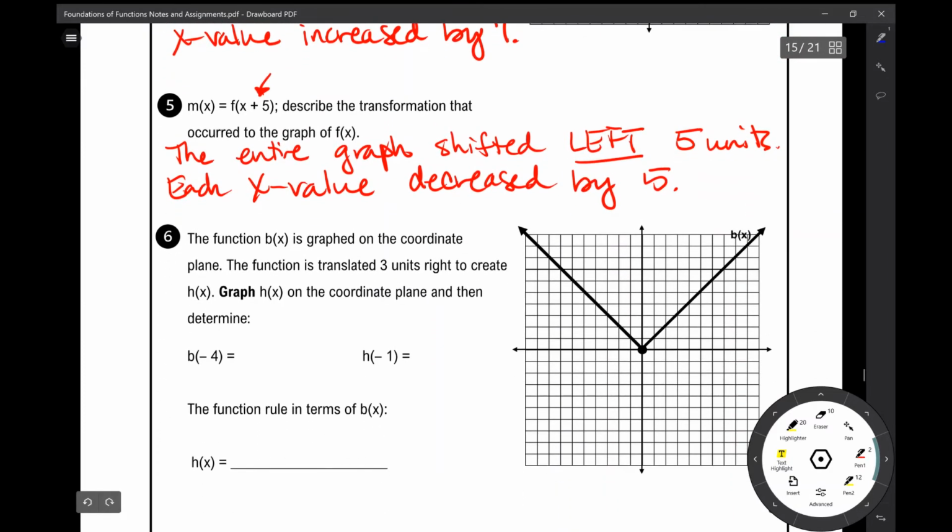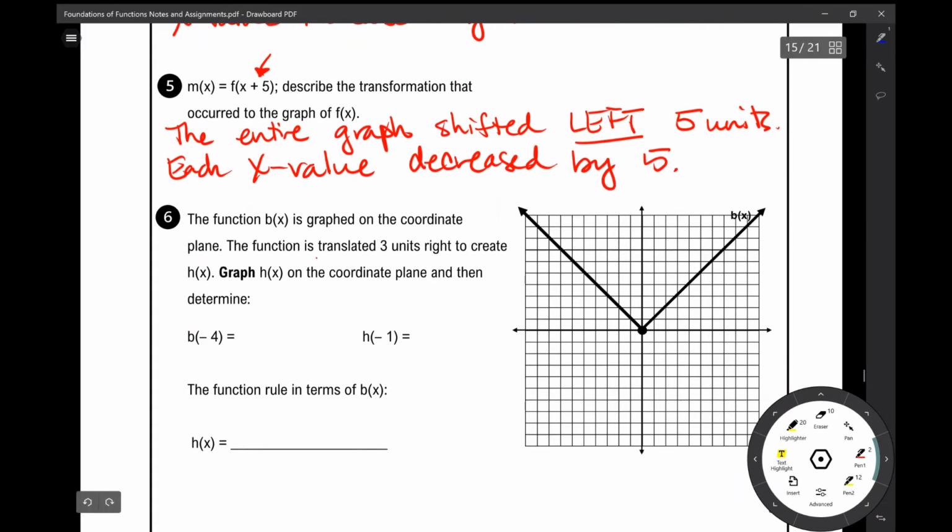The function b of x, this is the same function we looked at previously, is graphed on the coordinate plane. The function is translated 3 units right to create h of x. Graph h of x on the coordinate plane and then determine b of negative 4 and h of negative 1. So it's translated 3 units to the right, which means let's take our nice little reference point right here at the origin, 0, 0, and I'm going to move it 3 units to the right.